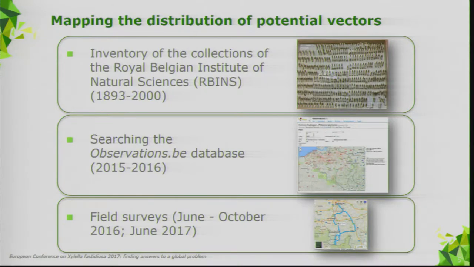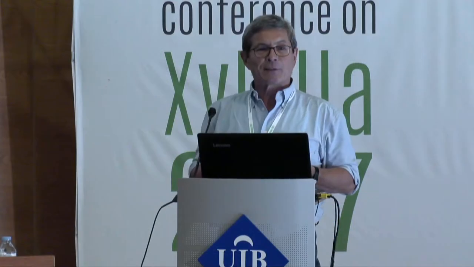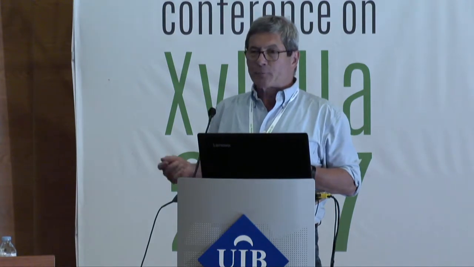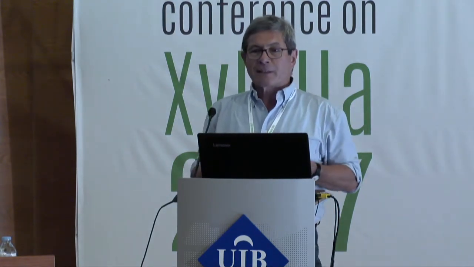And because we had to design these field surveys in a small amount of time, we tried to optimize our movements so that we could investigate across the whole of Belgium and look at as many sites as possible. So there is no real sampling strategy aimed at particular plant species. We were using sweeping nets with a kind of fixed protocol for sweeping the vegetation, and it was mostly the ground vegetation which was investigated.